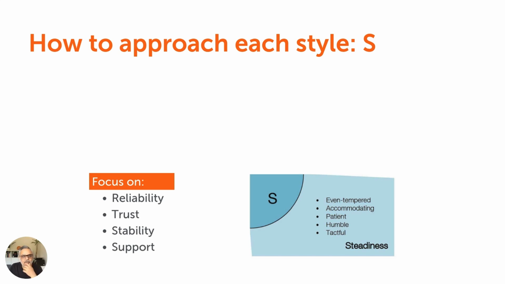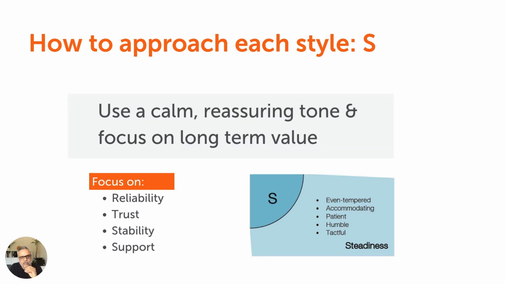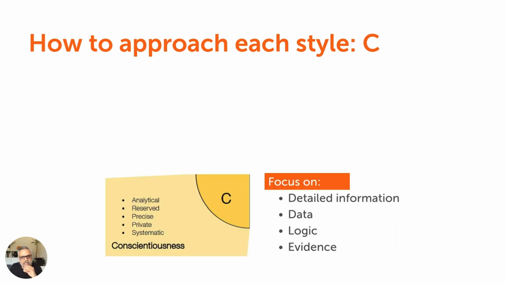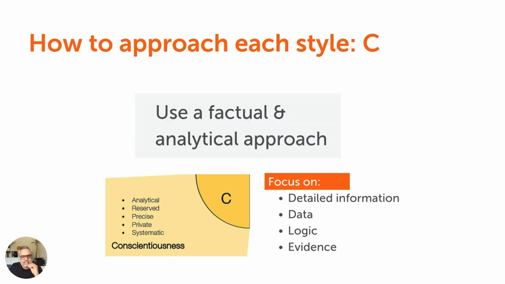And then your S profile. If your audience are an S profile, focus on reliability and trust and stability and support. You want to use a calm, reassuring tone and focus on long-term value. And then the C profile, you want to give detailed information, data, logic, evidence. C profiles respond well to factual and analytical information. So you want to really talk to them in their language.